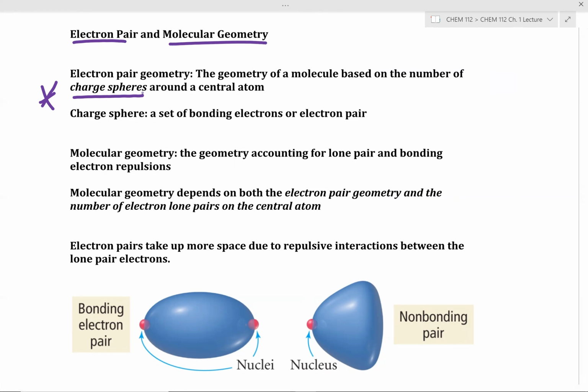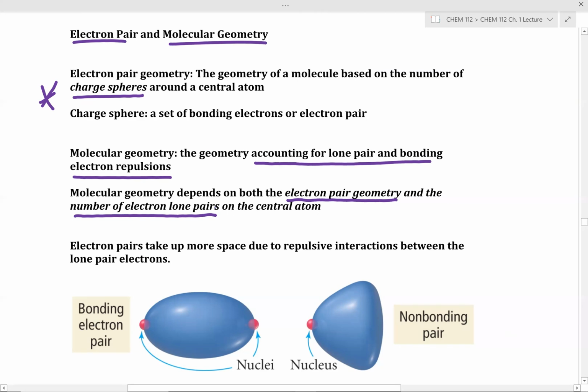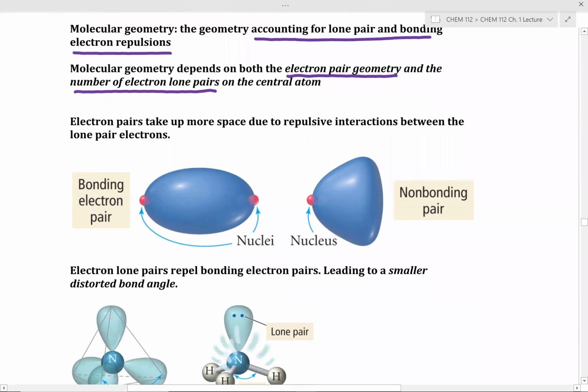In molecular geometry, we are accounting for lone pair and bonding electron repulsions. And molecular geometry depends on our electron pair geometry and the number of lone pairs. So in this case, we're going to pay special attention to the number of lone pairs. Now you may be asking, why do we care about lone pairs? Well, when we think about a non-bonding pair or a lone pair, these lone pairs overall take up more space as a result of the fact that with our lone pair, we have these two electrons jammed together into a really tiny space, and these electrons are going to want to repel and occupy as large of a region of space as possible. That means these lone pairs are space hogs, and they're going to take up a ton of space and push away our bonds, distorting our geometry.